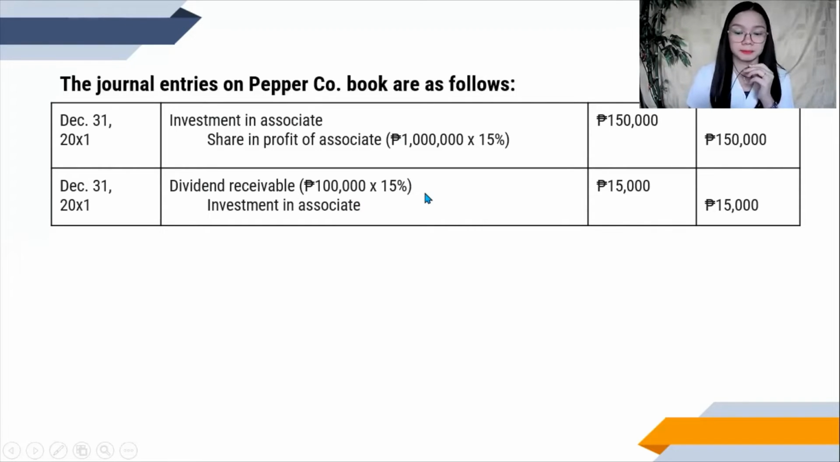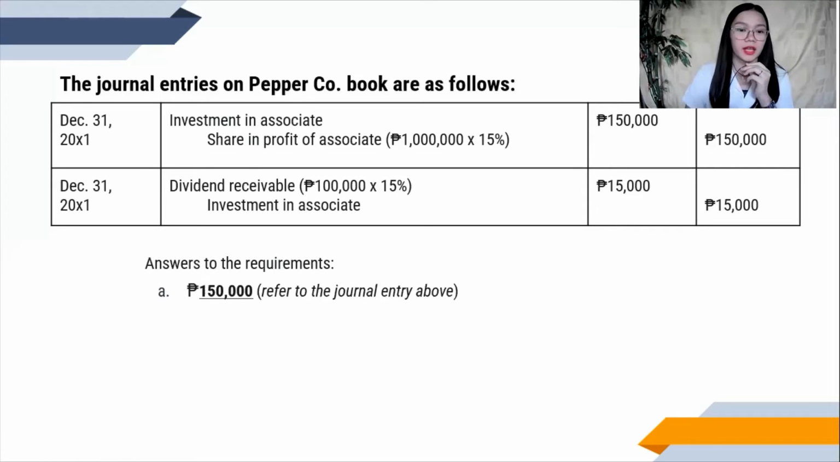So, we debit dividends receivable na 15,000 and we credit investment in associate dahil nagkaroon na tayo ng return of investment, kumbaga. And yung answer dun sa requirements natin, di ba yung letter A, ilan daw yung share in profit of the associate. So, what we have 150,000 pesos. So, ni-refer lang siya natin dito kasi ito lang yung na-record natin. So, we have 150,000 pesos and magkano na daw yung carrying amount ng investment at the end of the reporting period.